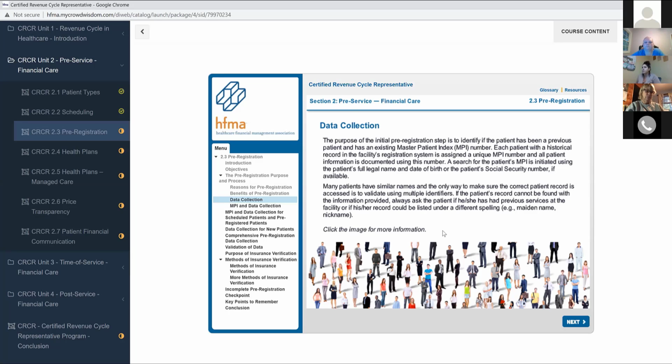Many patients have similar names, and the only way to make sure the correct patient record is accessed is to validate using multiple identifiers. So if the patient's record can't be found with the information provided, always ask the patient if she or he had previous services at the facility and check that way. Click the image. Little reminder, you want to make sure you do not generate a duplicate medical record for the patient if she or he is already in the system.